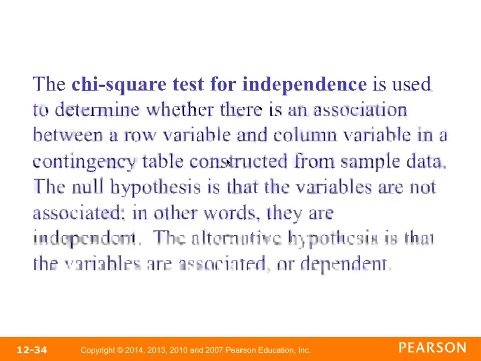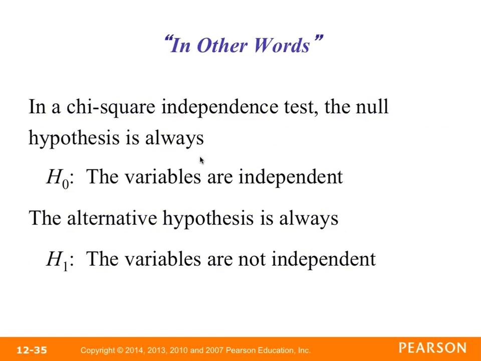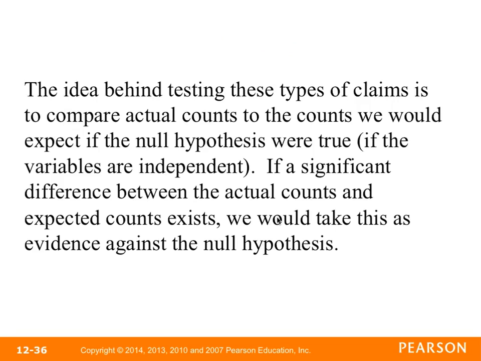The null hypothesis is going to be that the variables are not associated, so independent, okay? But the alternative hypothesis is going to be that the variables are associated or dependent. So in other words, H0, variables are independent, H1, variables are not independent. The whole idea behind this testing is to compare actual counts to the counts that we would expect if our null hypothesis were true. So if the values were actually independent.